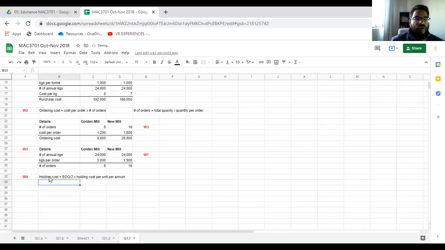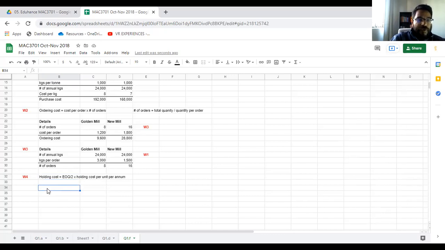Okay, so holding cost per unit per annum. Then there's another calculation. I just need to look it up. We need the calculation that excludes the annual return, and then there's one where we have to include the annual return. So I just need to look up the formula. I always forget that formula. I just need to think if I'm doing this correctly. Yeah, so that is correct.